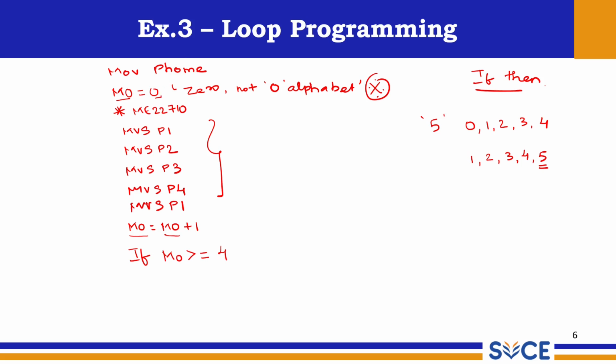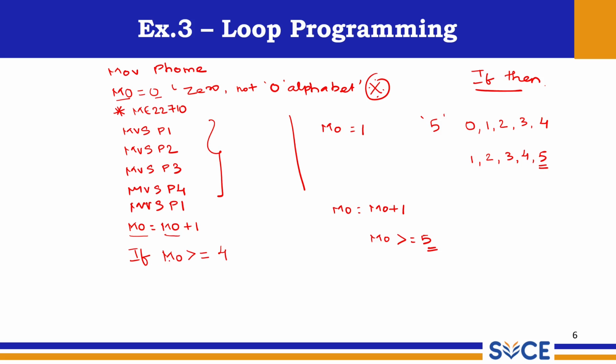If I start here with 1, I'll write another program here. So M0 is equal to 1. And here M0 is equal to M0 plus 1. Then I'll be writing here M0 greater than or equal to 5. So this is how we will go ahead. Since I started here with 0, I am ending it at 4. So we have opened the question.